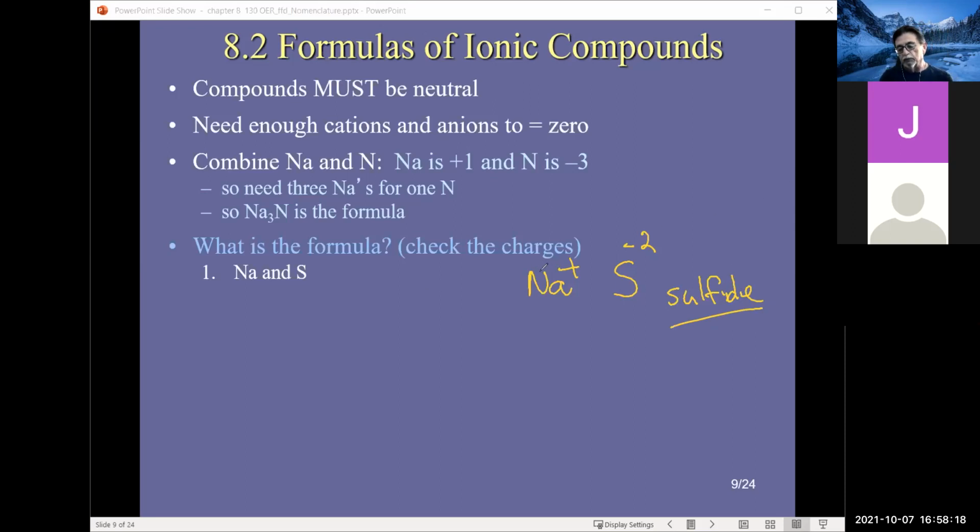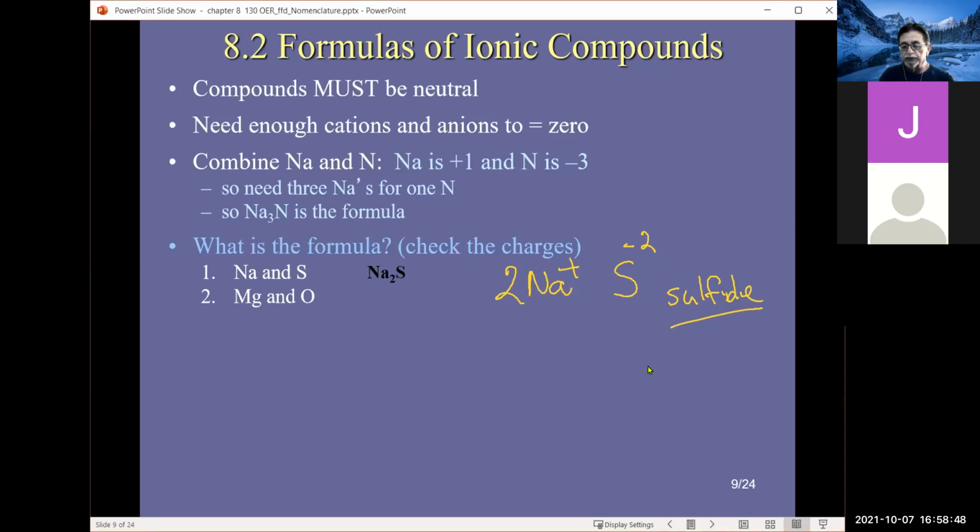So we got 1 sodium and 2 sulfides. So that tells us that we need 2 sodium with a +1 oxidation number to cancel out the -2 of the sulfide. So its formula becomes Na subscript 2 S for sulfide. Okay, also known as sodium sulfide. All right, let's take a look at magnesium.